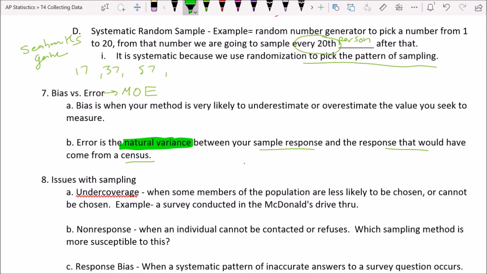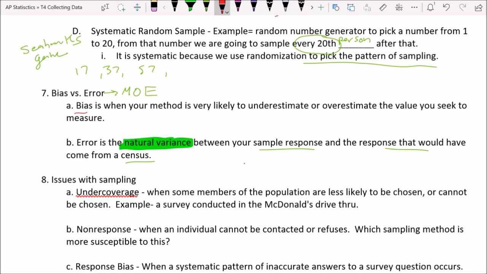Bias is something we have to look out for. So guys, error, we'll talk about how to deal with that later, but bias is something we need to always be vigilant about. Bias is when we've chosen a method that is likely to over or underestimate what we're trying to measure. So if we're talking about like education reform, and we only ask teachers, then there's gonna be a bias toward what those teachers think. If we only ask students, they're gonna have a bias one way or another. We all have biases. That's why we need representative samples. So that's something that we really need to be aware of, any methods that would do that.